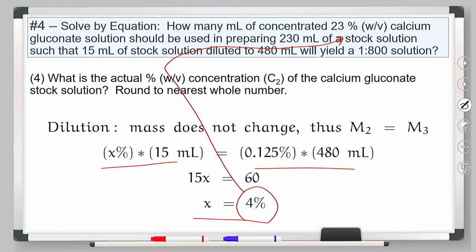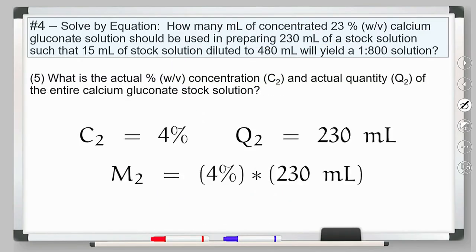Yay. I now have C2. Do I have a Q2? I do, because we want to prepare 230 mils. So my C2 is the 4% we just solved for. The Q2 comes straight from the question. That's how much I'm trying to prepare. So now I know everything I need to know about my stock solution.